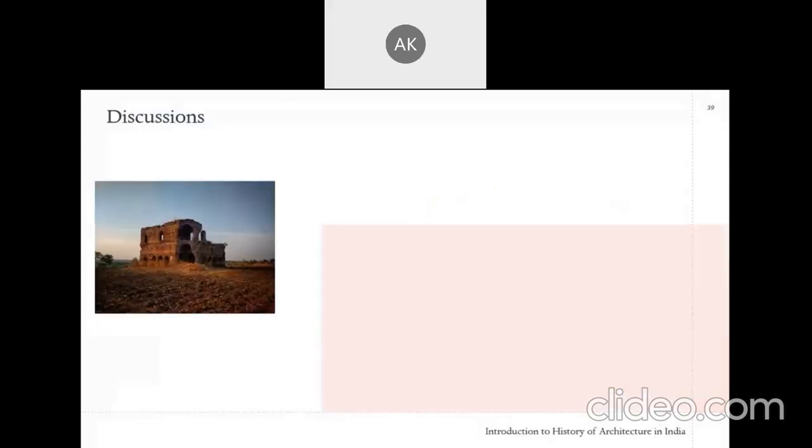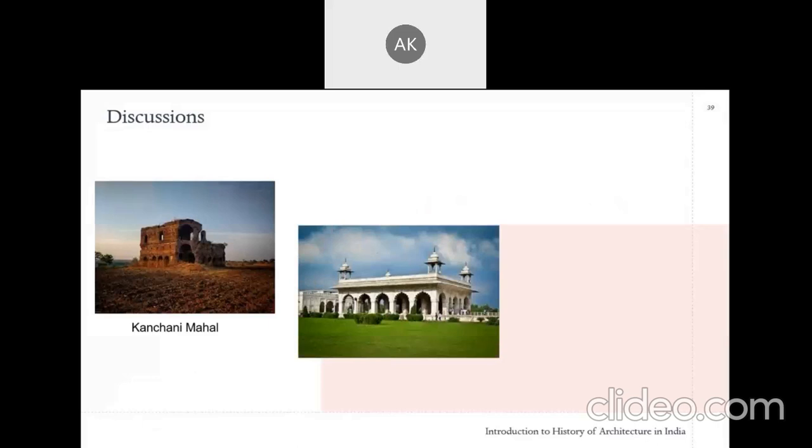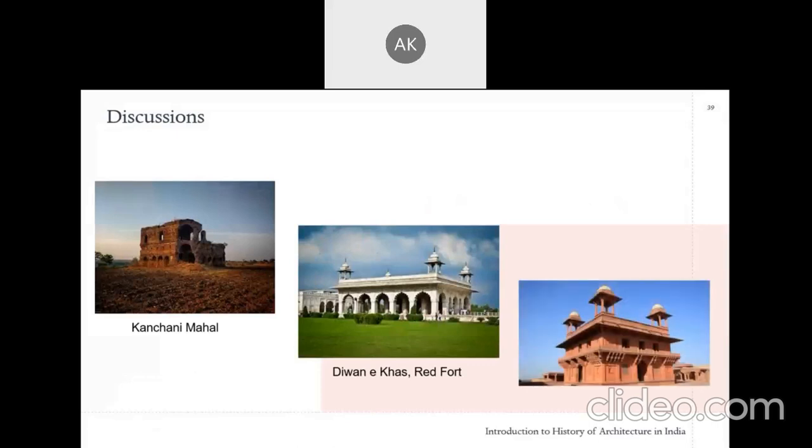So what is this structure, from the other three options? This is the Kanchani Mahal. The other one, the white structure, is the Diwani Khas of the Red Fort, exactly. And again this is a Diwani Khas.